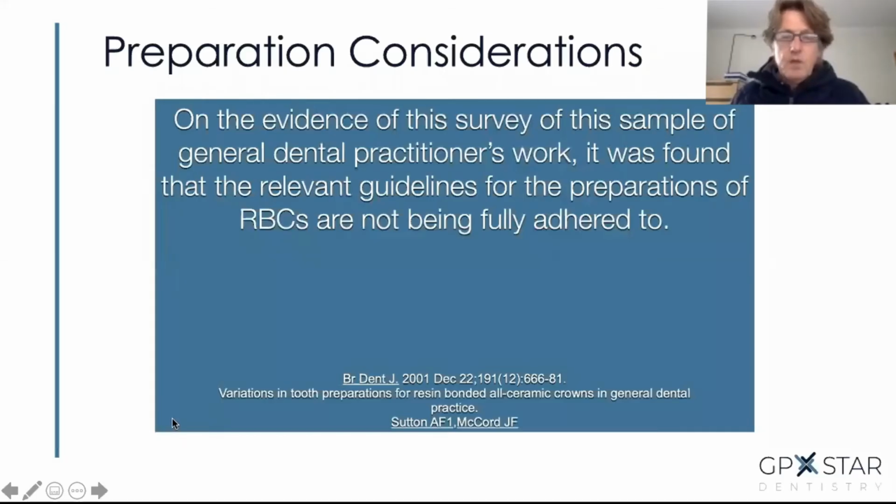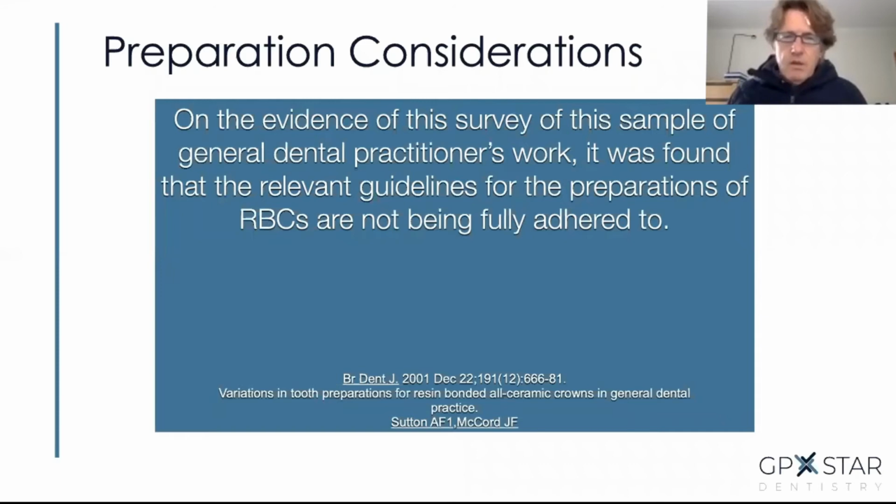Okay. So now let's go and look at a bit of our preparation considerations. Now, this is a study from the British Dental Journal. Yeah, it's a sad state of affairs that we have a study that says on the evidence of this survey, we don't know what we are doing. Those RBCs are resin bonded crowns. So it's a nice way of saying we're prepping crap. It is what it is.